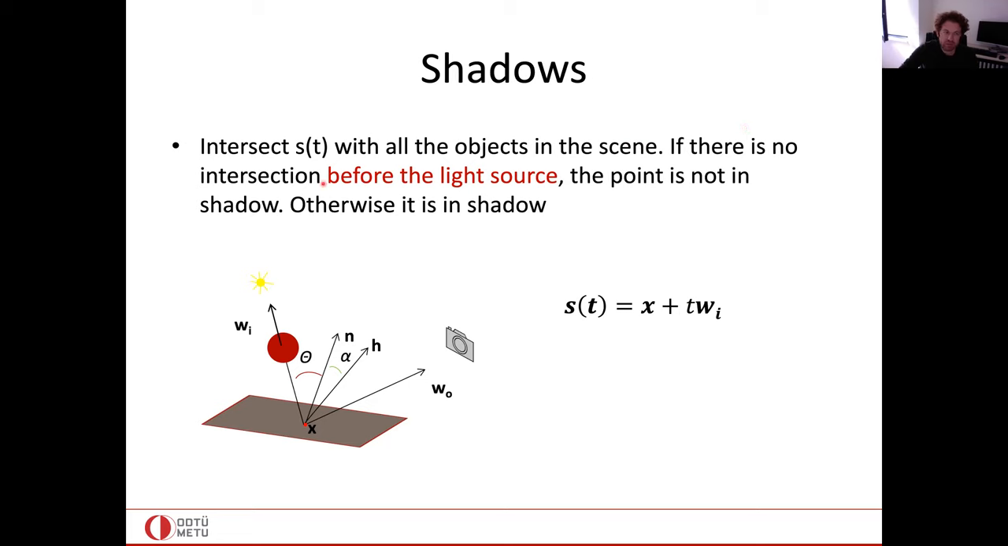If there is no intersection before the light source, then the point is not in shadow because it can reach the light, hence light can reach it, and vice versa. Otherwise, if there's an intersection, it is in shadow.